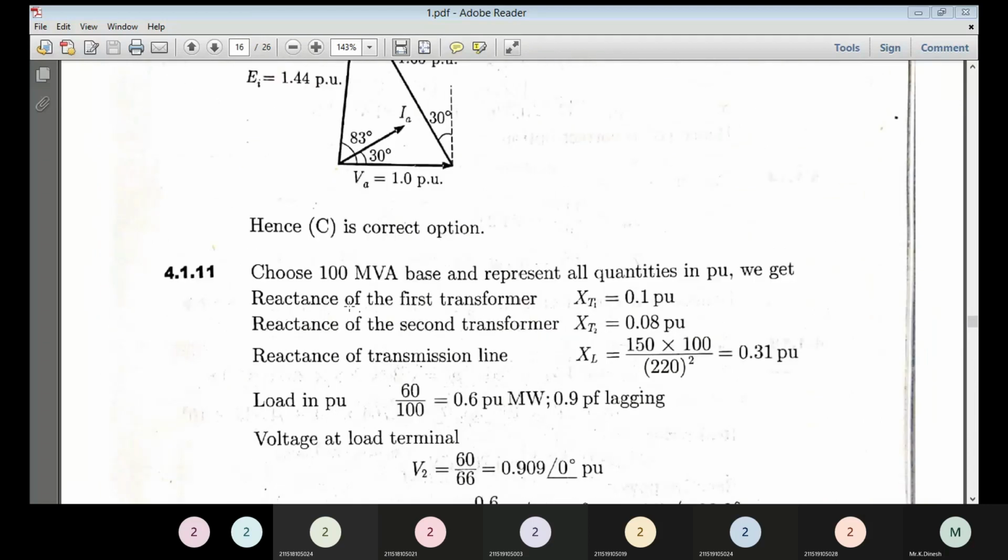So I am choosing a 100 MVA base and representing all the quantities in per unit. First of all, I need to find the transformer reactance, which is given in the problem itself as 0.1 per unit, and the second transformer is 0.08. For the transmission line we have to find the actual value times MVA base divided by kV base squared. It is 0.31. And the load is 60 by 100, taking the base of 100 for all the quantities, so it is 0.6 per unit megawatt.